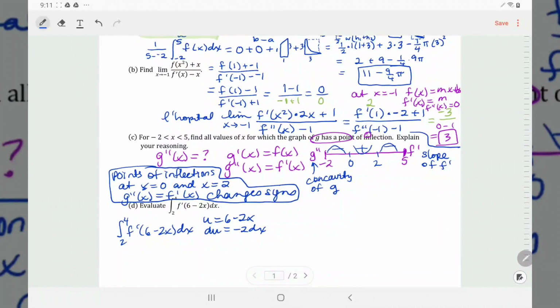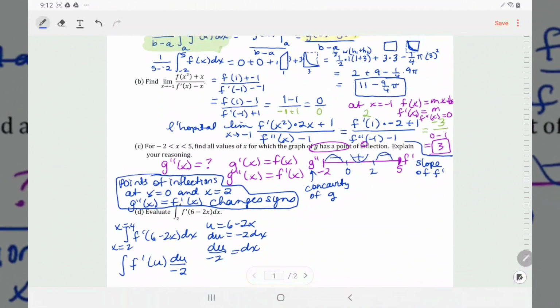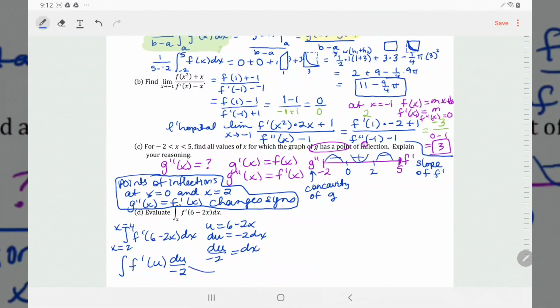And then I need to change the bounds. These are x bounds, and then I need to change them to u bounds, or I need to take the antiderivative and then later change it to u. I'm thinking that's going to confuse me. So I think what I'm going to do in this case is I'm going to do -1/2. I'm going to bring it out in the front. I think I'm going to change them to u numbers. Okay, so this is f prime of u du.